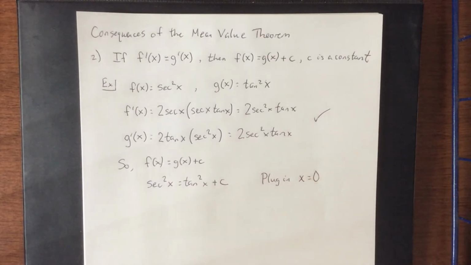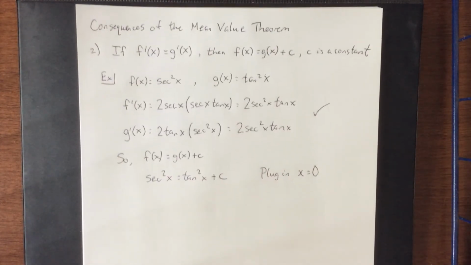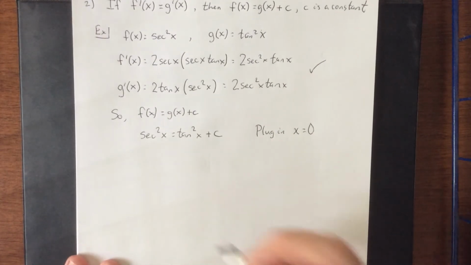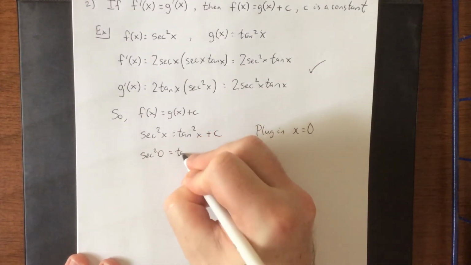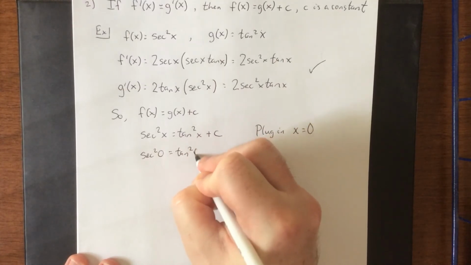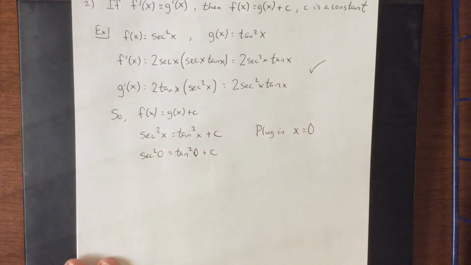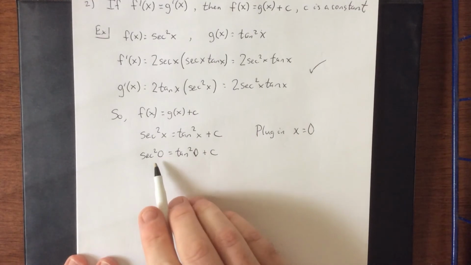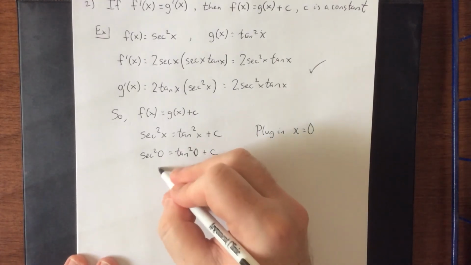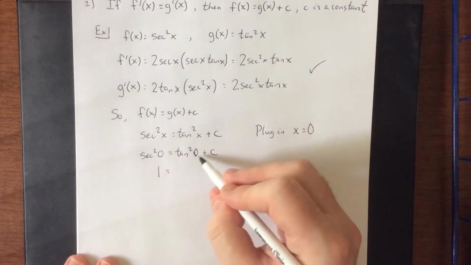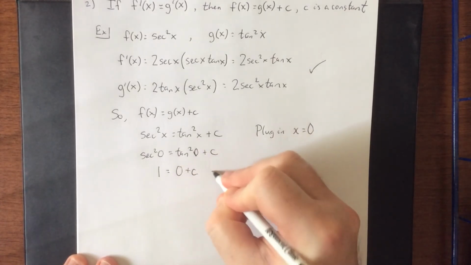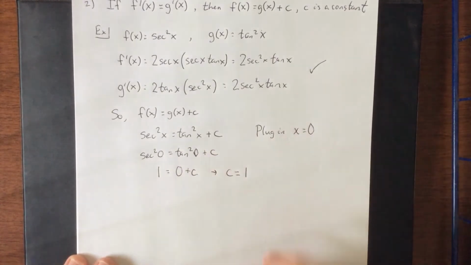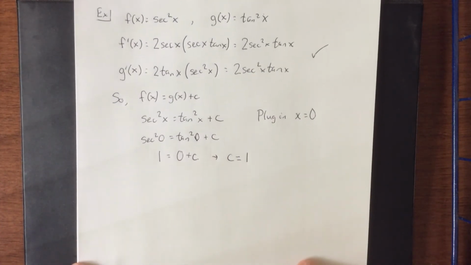I'm going to pick my favorite angle one more time, plug in x equals 0. So that would give us the secant squared of 0 is equal to the tangent squared of 0 plus whatever that constant is. Secant of 0 is 1. 1 squared is 1. Tangent of 0 is 0. 0 squared is 0, allowing us to arrive at the conclusion that c is equal to 1.